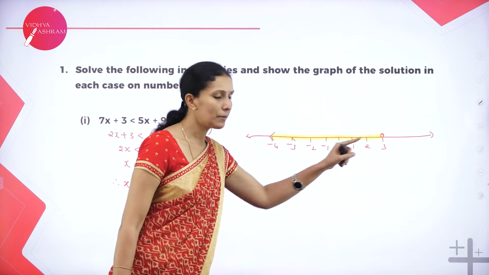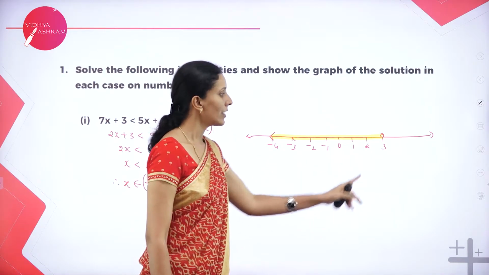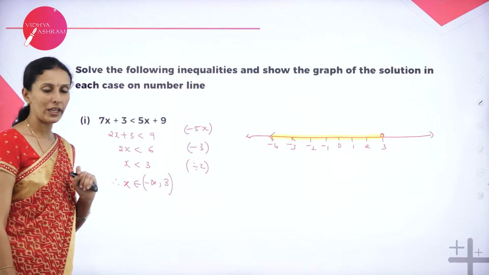So you have to plot a number line. You have to draw for all the solution x less than 3. At 3, you should draw an open circle because the solution is not including 3 there.